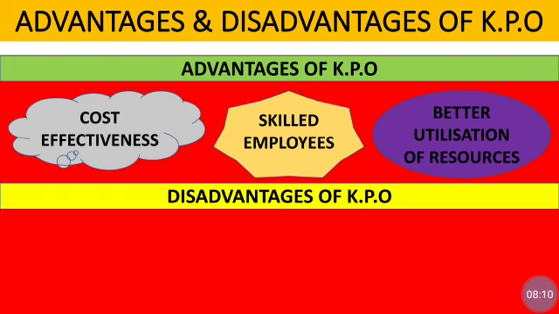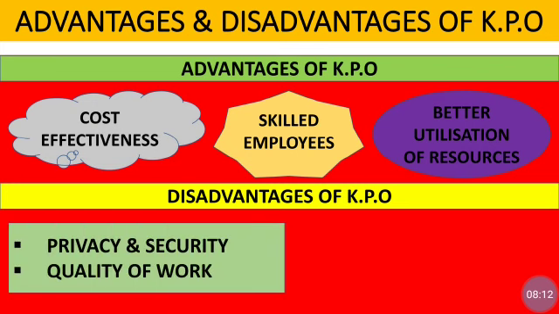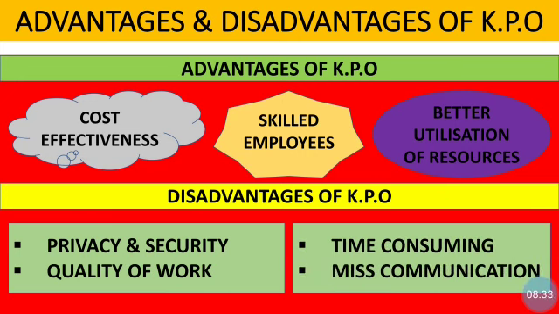Disadvantages of KPO. Security of the organization is questioned and compromised. Companies have less control over the hiring process of outsourced workers. The second drawback is that the company might not be able to ensure the character and quality of work of outsourced employees. Knowledge process outsourcing is a time consuming process. It takes its own time to establish a successful operation. Communication becomes a challenge due to language and cultural barriers.